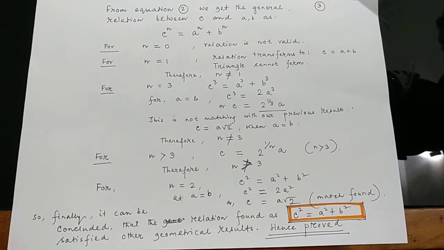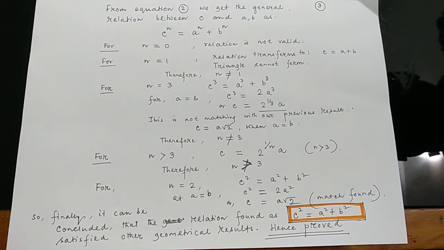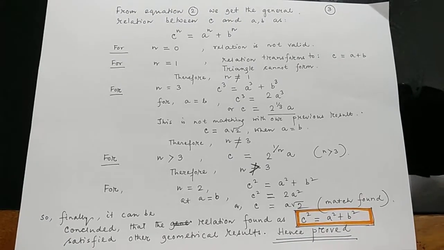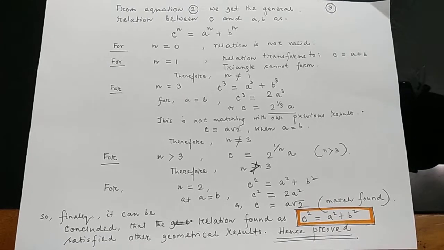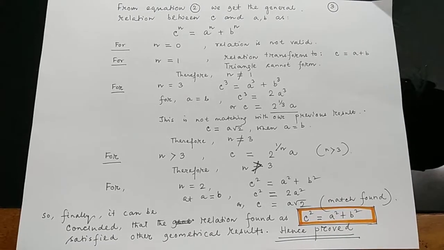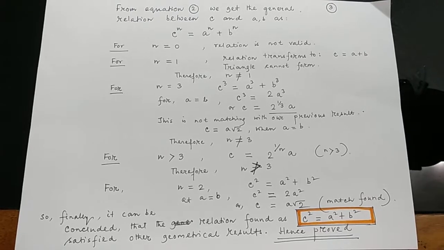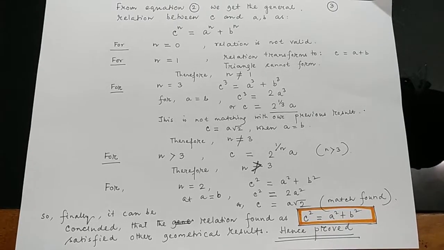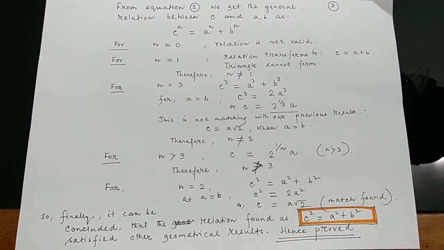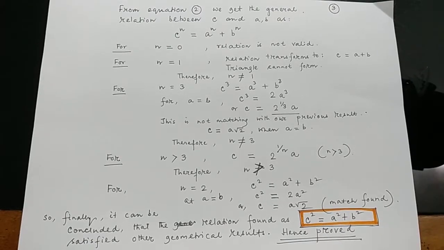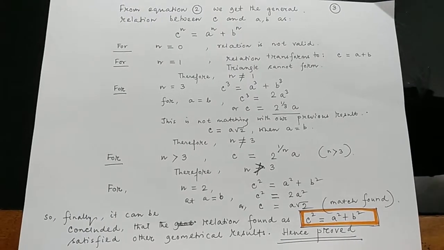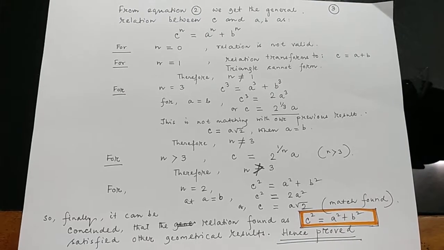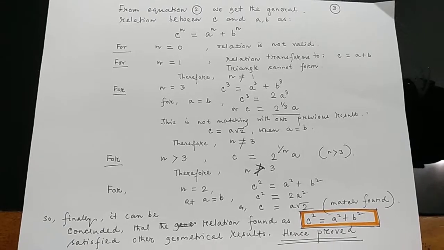When we go for other values of positive integers n greater than 3 like 4, 5, 6, we find that the value of c for a equal to b will turn out to be 2 to the power 1 by n into a, and they will never become root 2 a. Only when n equal to 2, we find that c square equal to 2a square or c equal to a root 2, and it is exactly matching what we found out from the earlier geometry when a equal to b.